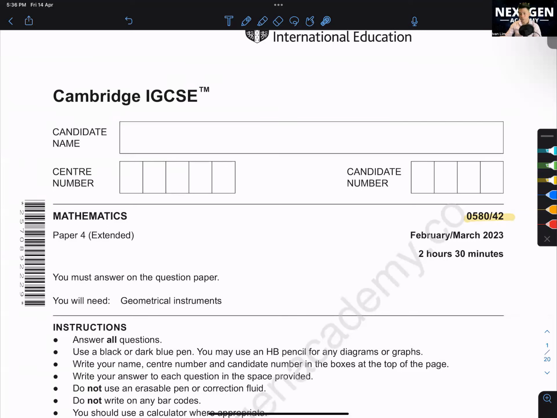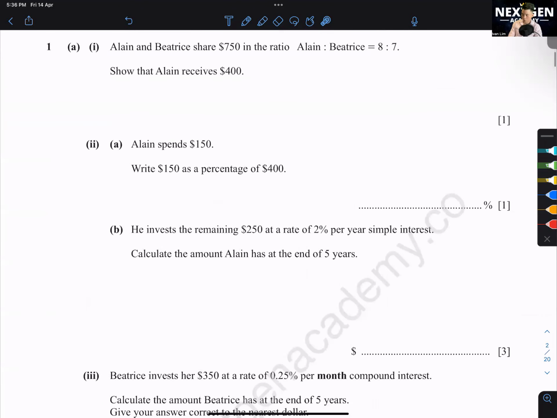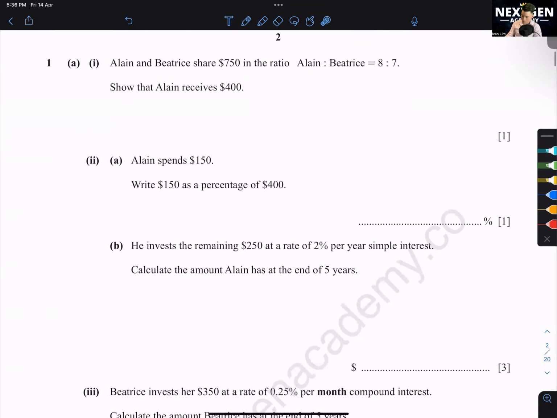You have to start doing this already, because otherwise on exam day you won't know how to feel. So let's go through this. Question 1A: A and B share 750 in the ratio 8:7. Show that Alan receives 400.